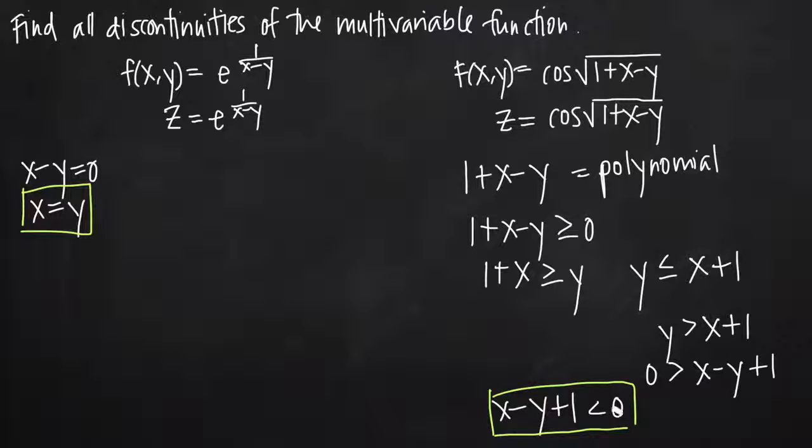So when this occurs, the function is discontinuous in the same way that when x equals y, this other function here is discontinuous. So you're just looking for points in the function where a piece of the function is undefined, and that's how you find discontinuities of a multivariable function.